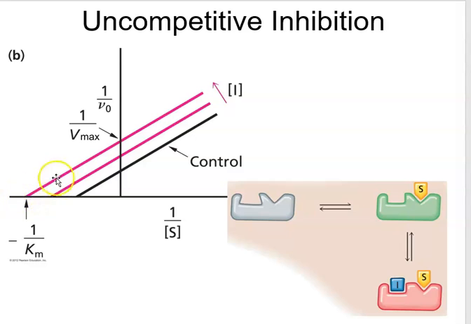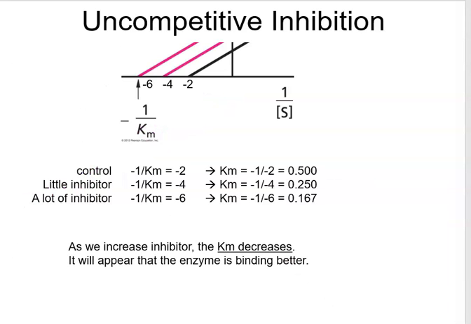The apparent Km value is actually going to be getting better. It looks like it's binding better, but the Vmax is getting lower and lower. So the Vmax goes down during this inhibition process. There's no way we can increase the substrate concentration to outcompete the inhibitor because it's binding at a different site on the enzyme.